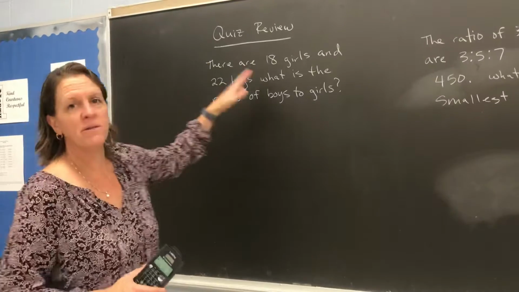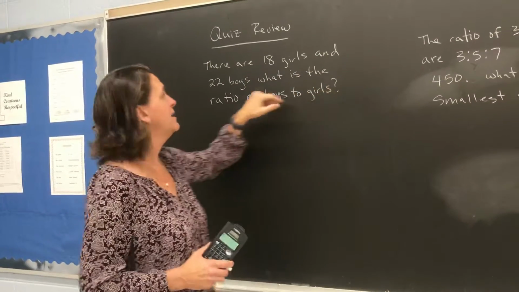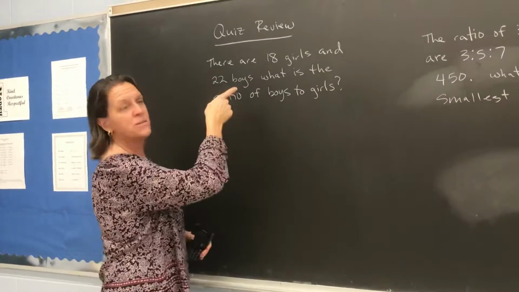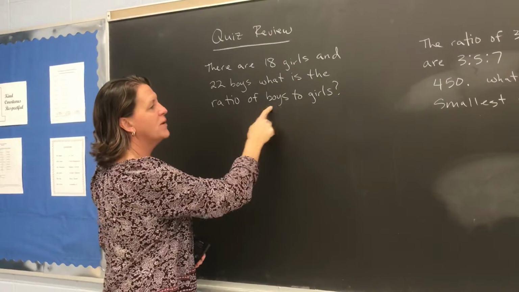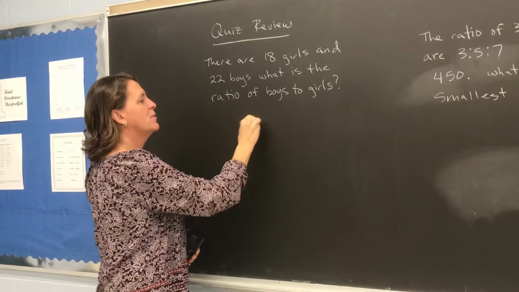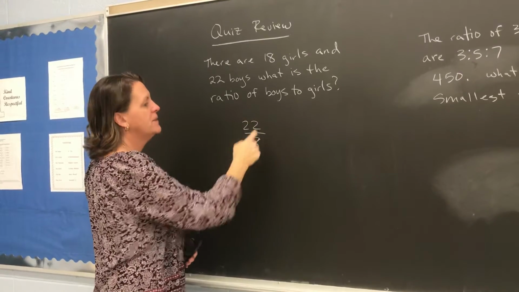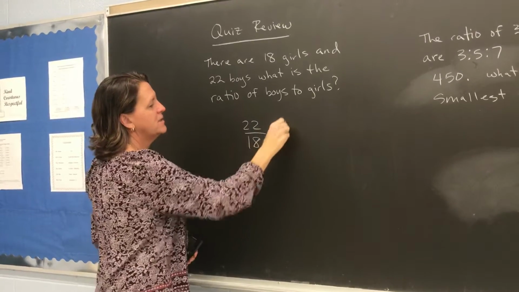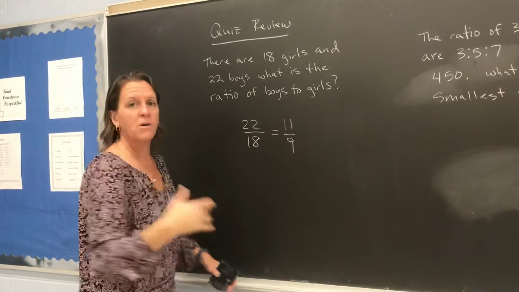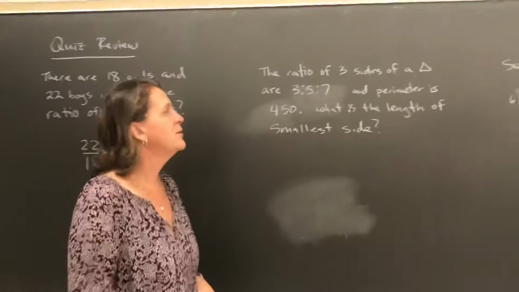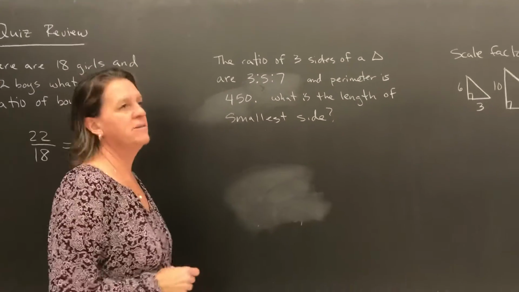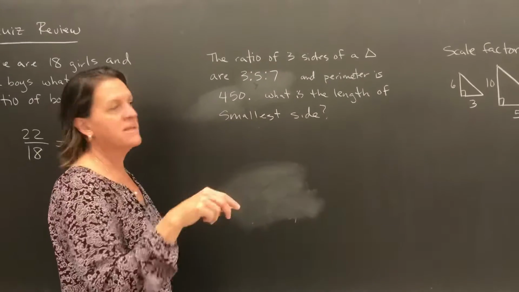All right, so quick review for those of you that need it. So ratios and proportions. There are 18 girls and 22 boys. What's the ratio of boys to girls? So I have to put boys on top, girls on bottom, and then I reduce it. So it'd be 11/9. Remember, always reduce your fraction, okay?